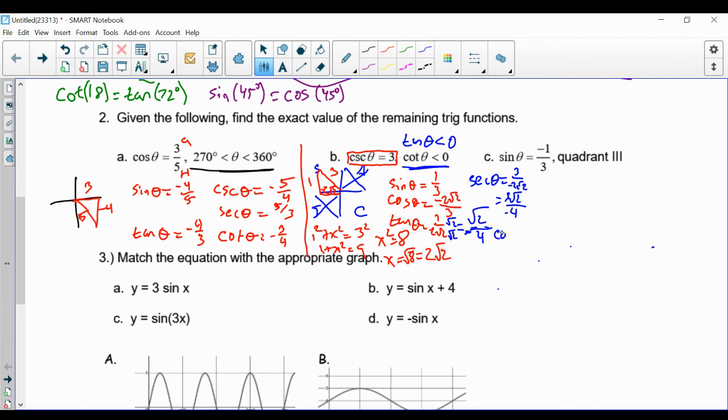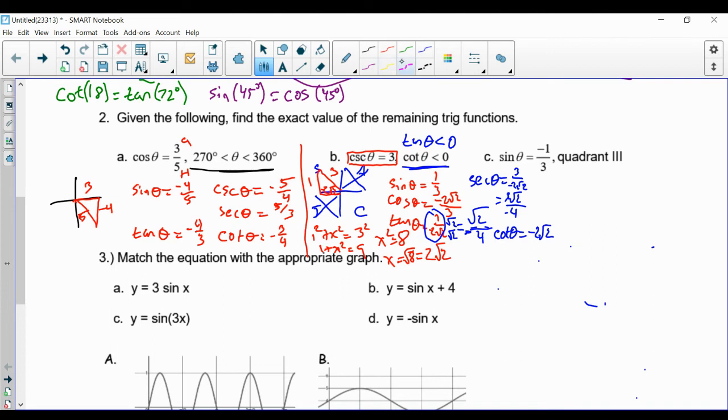And then the last one is cotangent of theta. Remember, you can flip at any point, so you could flip at the end, but I'm actually going to flip this because I then get just negative 2 root 2 over 1. So there we go. All right. Took up a lot of room, but that's okay.